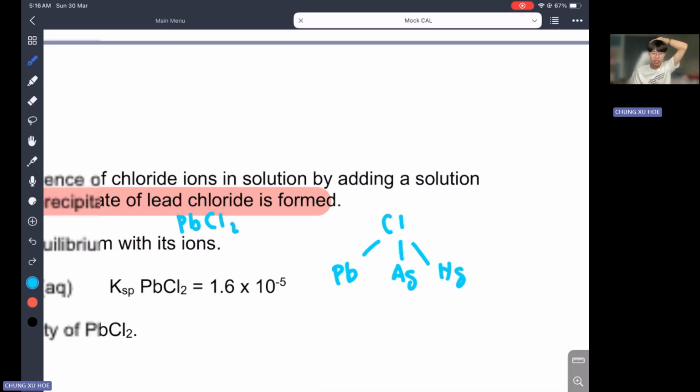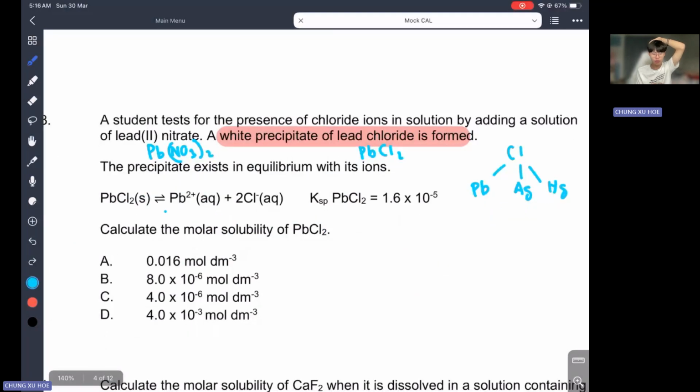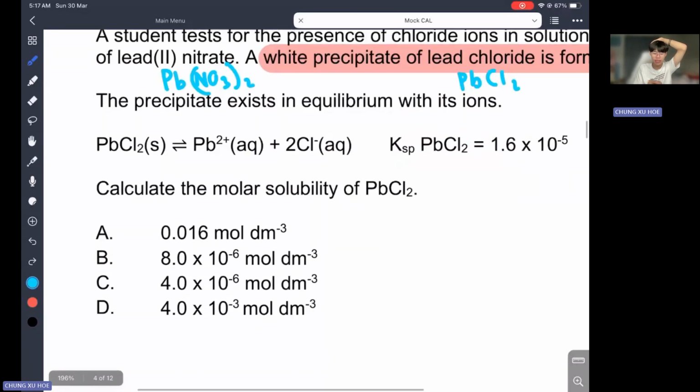Okay, so the precipitate exists in equilibrium with its ions. They give you the balanced equation and then the Ksp value. They want you to calculate the molar solubility. What is molar solubility? Molar solubility means your concentration at the equilibrium point. The formula is also the same: mole divided by volume in terms of dm cube. But in this case, we don't need that because we have Ksp. Again, whatever with K, it's product divided by reactant.